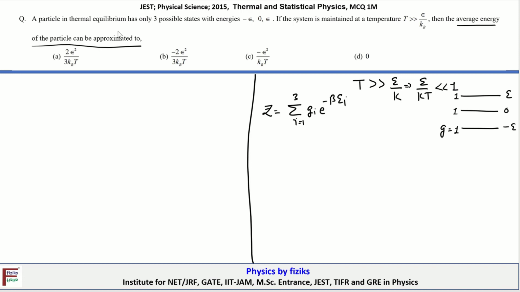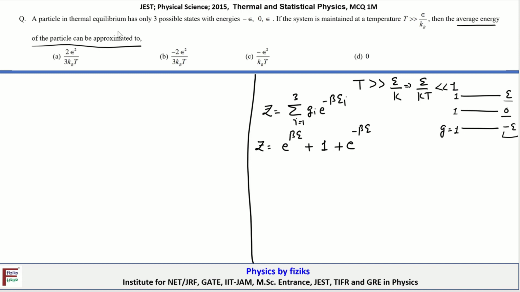So the partition function will be, with g equal to 1 for all the states, exponential minus beta multiplied by energy. When we multiply minus beta with minus E, that gives us exponential beta E. Now for the second term, exponential minus beta multiplied by energy 0, that gives us 1. And then the third term, corresponding to the upper energy level E, is exponential minus beta E.